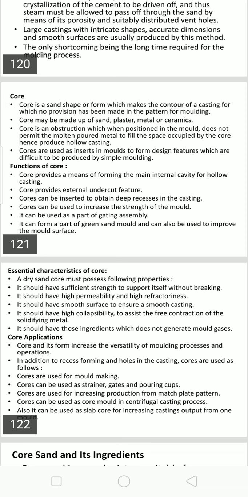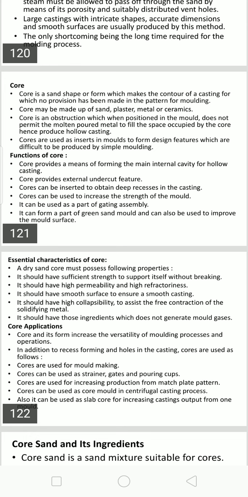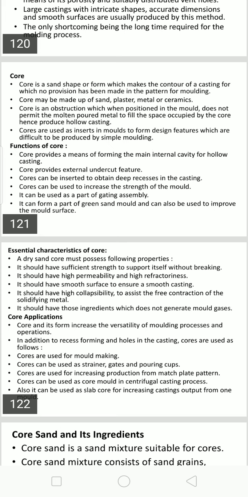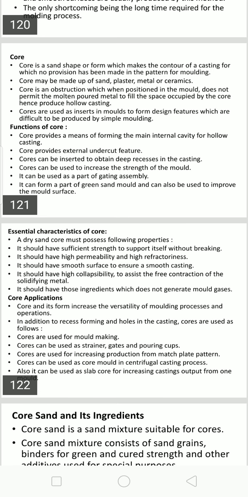Then coming to the functions of core. Cores provide a means of forming the main internal cavity for hollow castings. Core provides external undercut features. Cores can be inserted to obtain a deep recess in the casting. Cores can be used to increase the strength of the mold. It can be used as a part of the gating assembly. It can form part of a green sand mold and also be used to improve the mold surface.